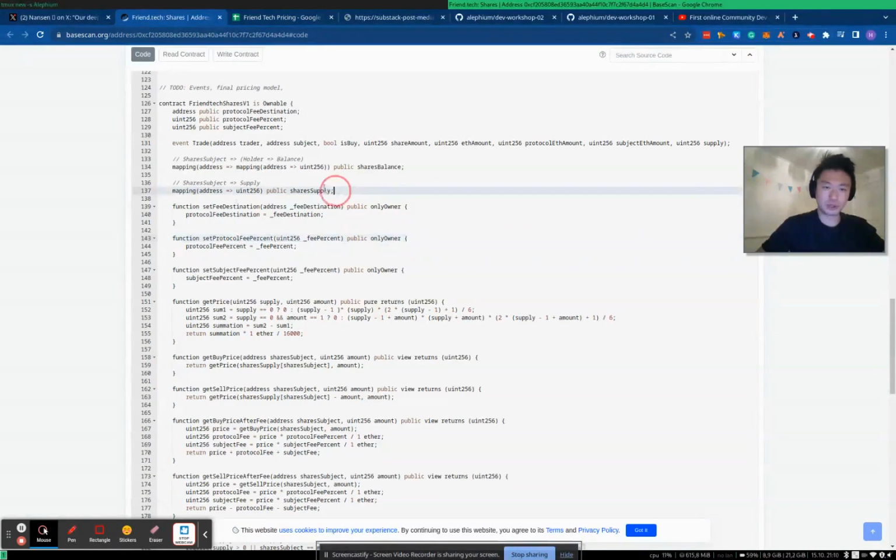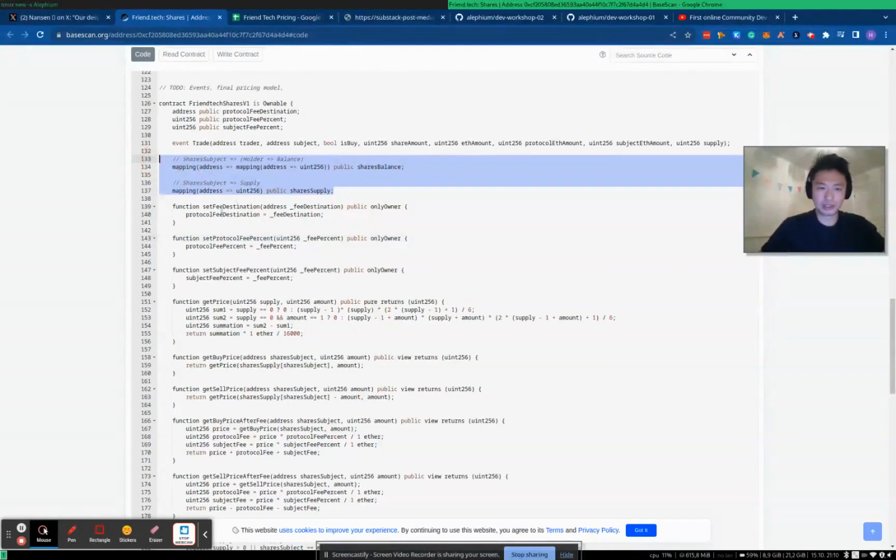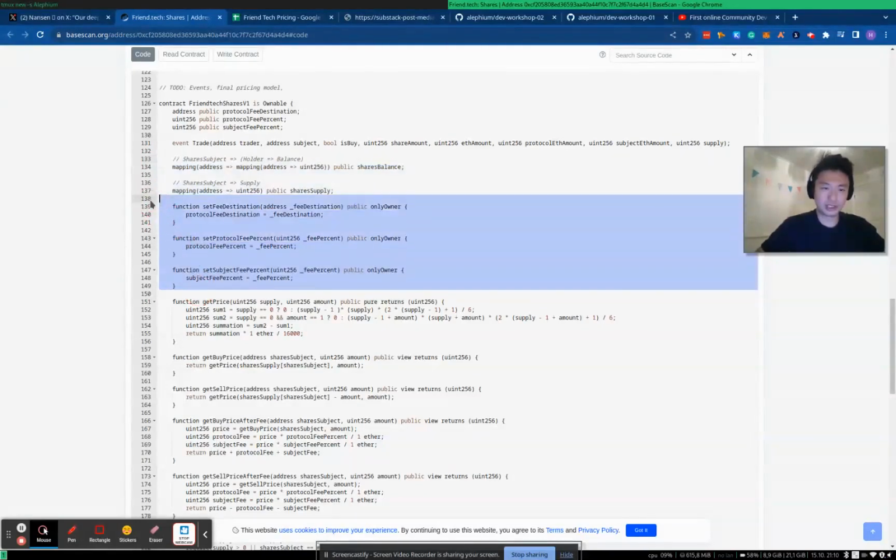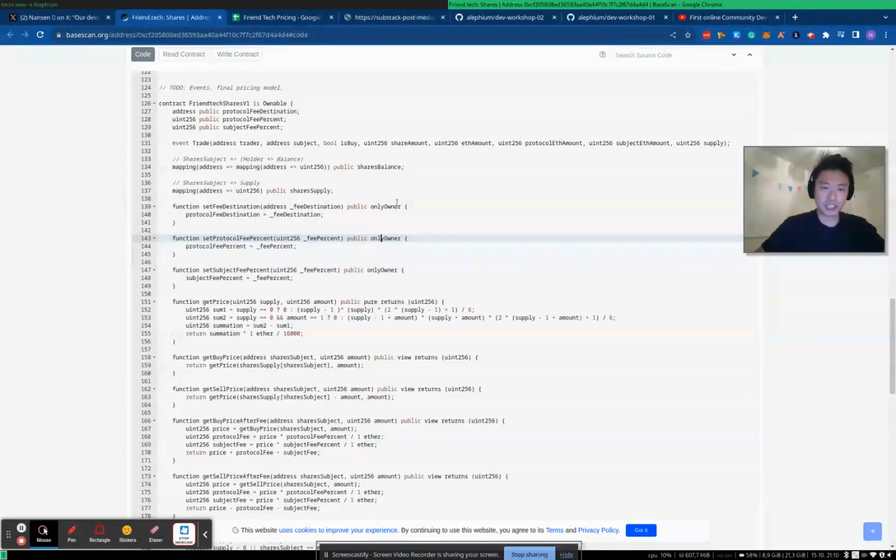So these two mappings are quite important to keep track of the total number of outstanding shares and also the balance of each of the holders for a subject. So it's two mappings. And then we have a few functions to set the fee destination, set the protocol fee percentage and subject fee percentage. Quite straightforward. Only owners can set it. Right now, the protocol fee and the subject fee are both 5%, but they can be set to different percentages if you're the owner.